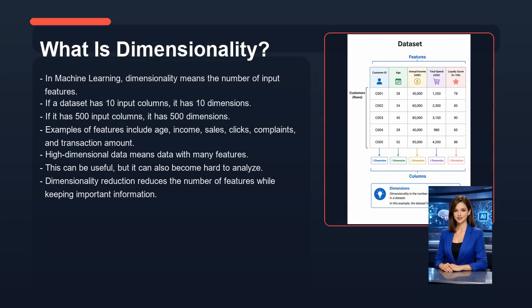Now let's look at what is dimensionality. In machine learning, dimensionality means the number of input features. If a dataset has 10 input columns, it has 10 dimensions. If it has 500 input columns, it has 500 dimensions. Examples of features include age, income, sales, clicks, complaints, and transaction amount. High-dimensional data means data with many features. This can be useful, but it can also become hard to analyze. Dimensionality reduction reduces the number of features while keeping important information.